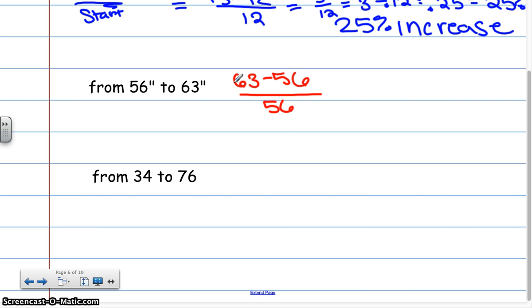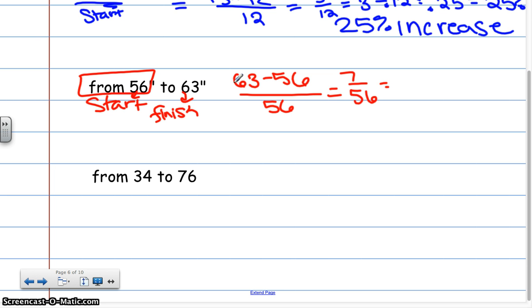And some of us feel stuck. This is my starting point. This is my finish. My starting point is kind of connected to the word from. From 56 to 63. Okay, so that's where I went from 56, that's where I started, and then I scooted myself to 63. So 63 minus 56 is 7 over 56.